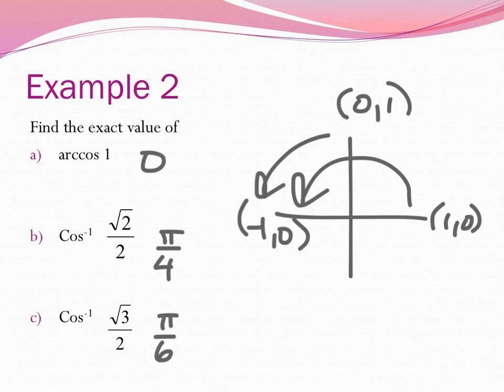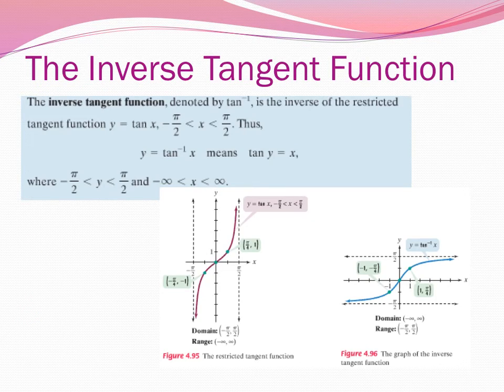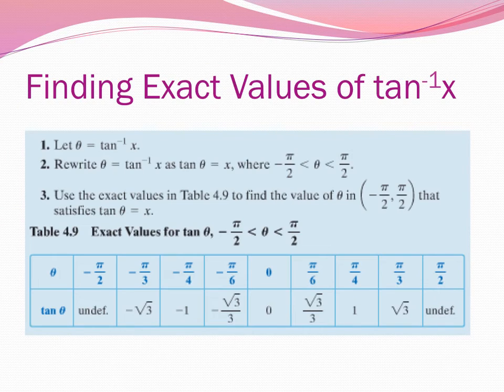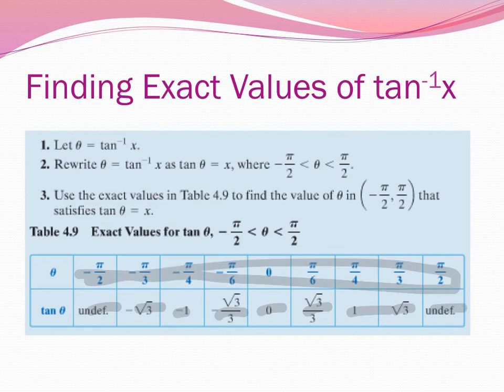Sine, cosine, tangent. Okay? Tangent has the same restriction as sine. So tangent goes from negative pi over 2 to positive pi over 2. The only difference is that there are undefined spots on tangent, right? At negative pi over 2 and positive pi over 2 it's undefined, which is why we use that to find our asymptotes. So I use the same quadrants as sine. My angles are going to go from negative pi over 2 to positive pi over 2, and my values as I move around my unit circle are undefined, negative root 3, negative 1, negative root 3 over 3, 0, root 3 over 3, 1, root 3, and undefined.